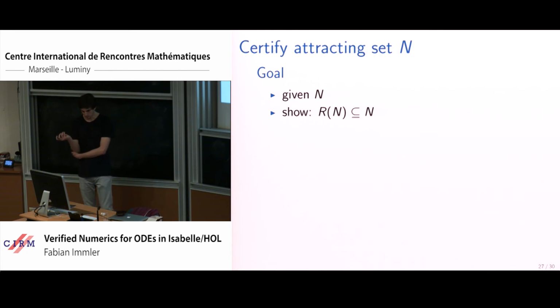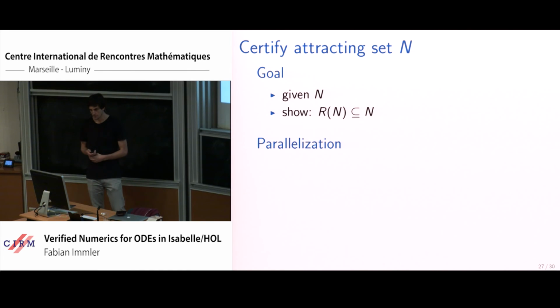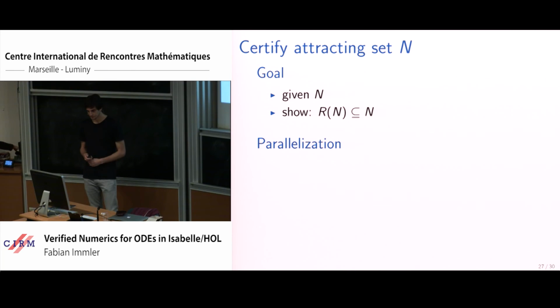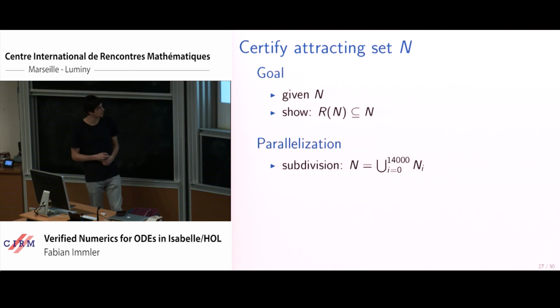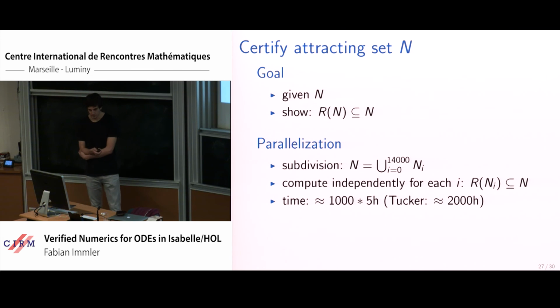And then we need to certify that there is something like an attracting set. That means a subset of this return plane, where once you are in that set, you won't leave that set again. So that's the attracting set. If you return from this attracting set, you end up in the attracting set again. This is a problem which is luckily easily parallelizable. So we subdivided this candidate for the attracting set into 14,000 smaller ones. And that's essentially what Tucker did as well. So he also used a massively parallel computation. And then we can compute for each of those small sets independently that the return is included in the attracting set.